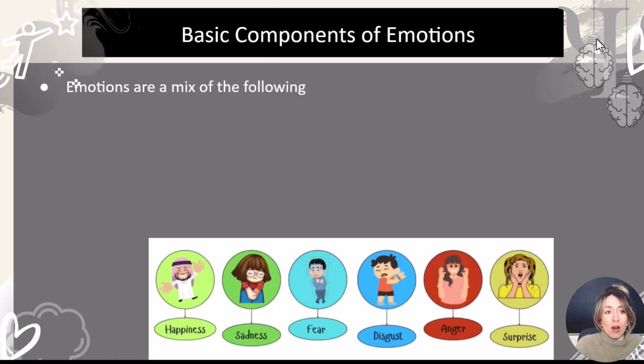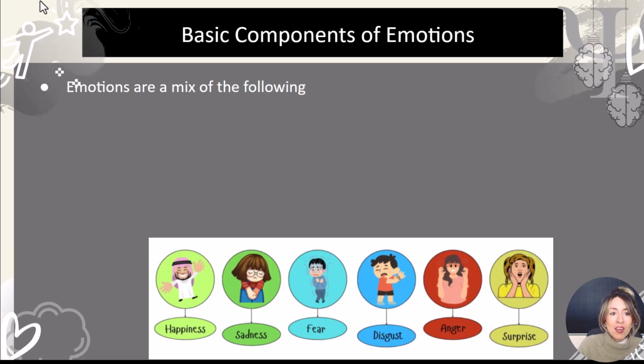So first of all, let's just open up the conversation with the idea of what is an emotion. We have emotions all the time, right? We feel angry, we feel happy, we feel sad, we feel afraid, we feel nervous, right? But really, what are the components that make up a human emotion?